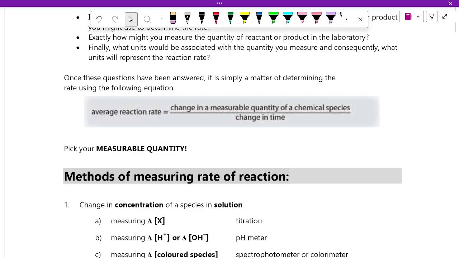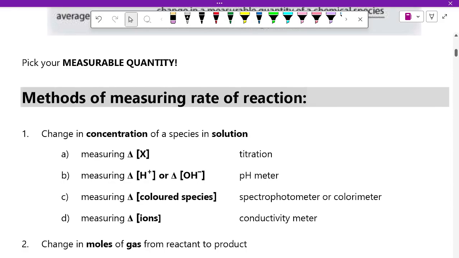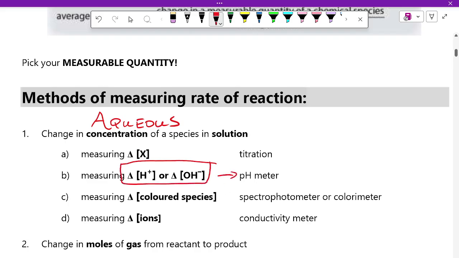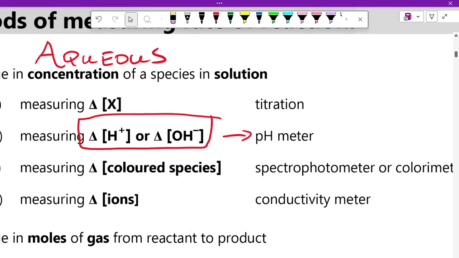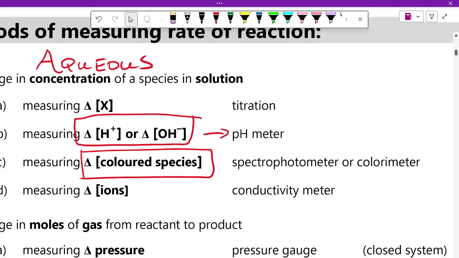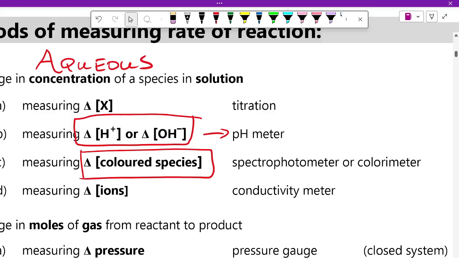There are 2 exceptions to that. This first one is aqueous. The exceptions are when you have hydrogen ion or hydroxide ion. That is easy to measure using a pH meter. We talked about that yesterday. Also, if you have a colored species, you can use a thing called a spectrophotometer or a colorimeter. You do not need to know those names. You just need to know that there are devices that can measure changes in the amount of color.